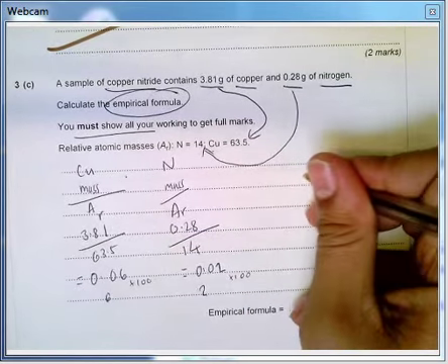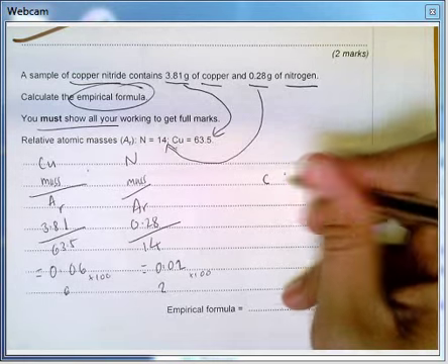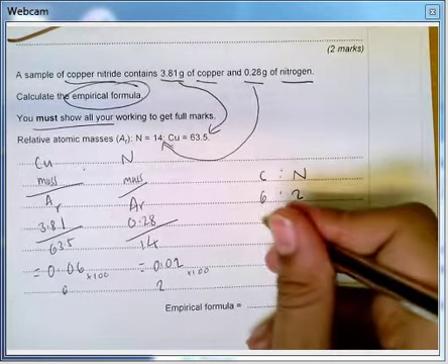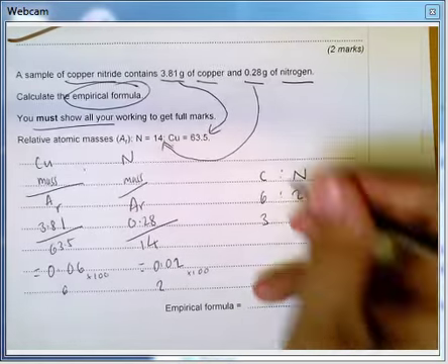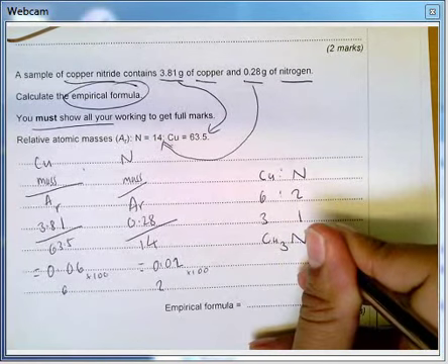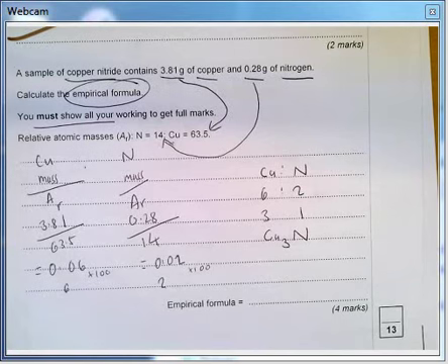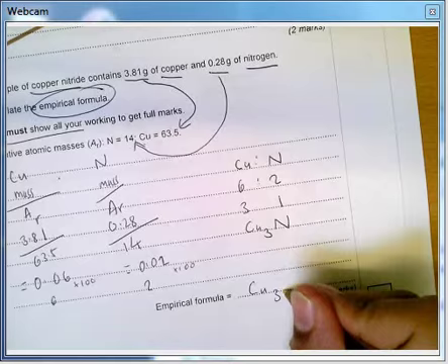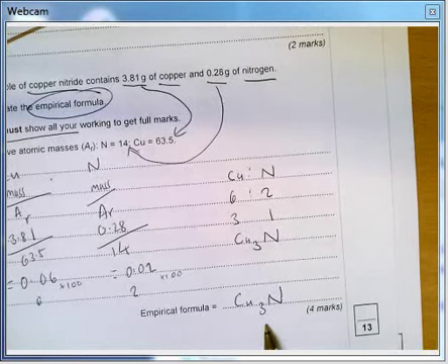So that gives me a ratio of copper to nitrogen of 6 to 2. Well, can I simplify that? Yep, 3 to 1. That means for my 3 coppers I have 1 nitrogen, and therefore I have my formula of copper nitride, Cu3N. Remember, the 3 needs to be subscript.